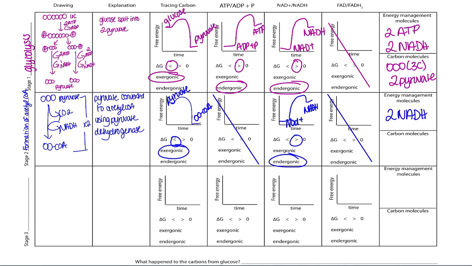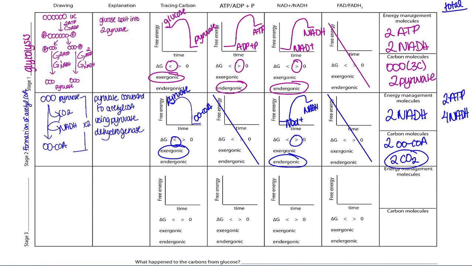So if we wanted to, we could add a little column here that is our total energy management molecules. So total so far we have 2 ATP and 4 NADH. And then the last thing we're going to fill out is our carbon molecule. So at the very end of stage 2, we have 2 acetyl-CoA, and we made 2 CO2. All right, now we are ready for stage 3.